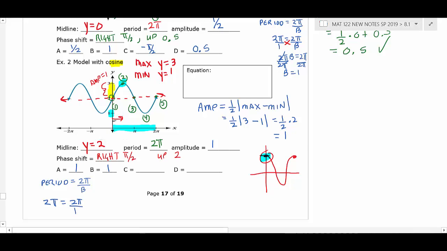C is the phase shift. Okay, we figured out that this phase shifted to the right, pi over 2 on this.